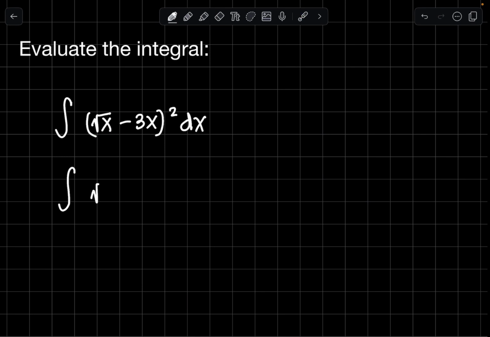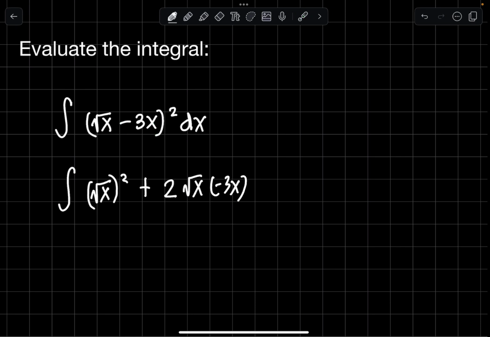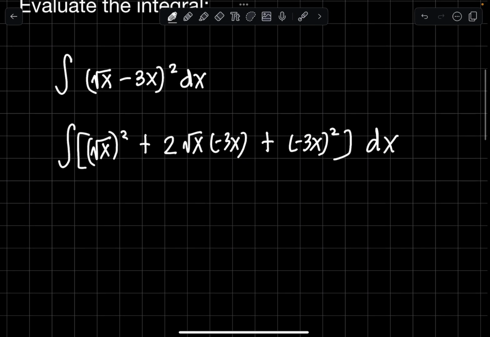term, which is the square root of x. So we have square root of x quantity squared plus 2 times the product of the first term, square root of x, times the second term, negative 3x, plus the square of the second term, negative 3x. So we have negative 3x quantity squared dx. Then we simplify each term.